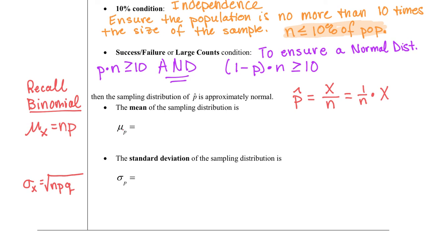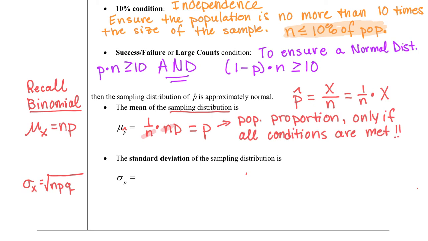Putting it all together, I'm going to change that. The PDF wouldn't transfer the little hat on the p, so that should be the mean of p hat, meaning the mean of our sampling distribution is the same as our binomial distribution, but we need to multiply it by that scalar, that 1 over n. And you can see these n's will cancel out. What I'm left with is just the population proportion. The sampling distribution and the population proportion should both have the same mean if all your conditions are met.